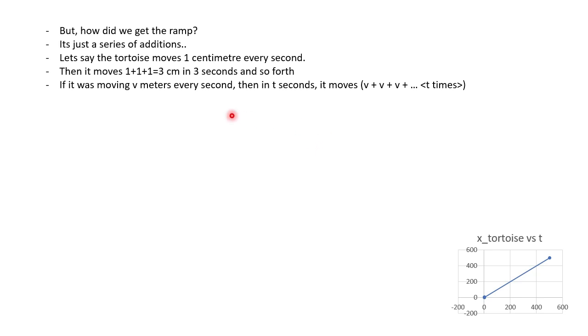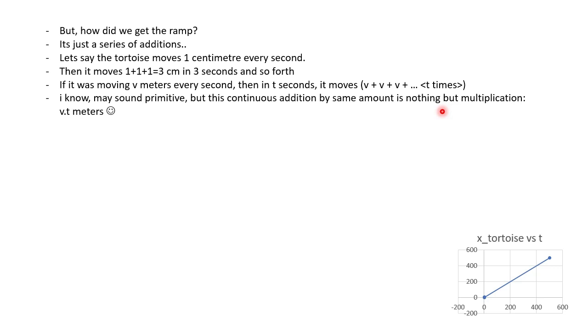Now, if it was moving v meters every second, then in t seconds, it would move what? The first second, it would have moved v meters. The second, it would have moved another v meters. And the third second, it would have moved another v meters, and so forth till the tth second. So t times. Now it's a bit primitive, but this continuous addition, right? We are just incrementing the same thing over and over again. We are just accumulating, right?